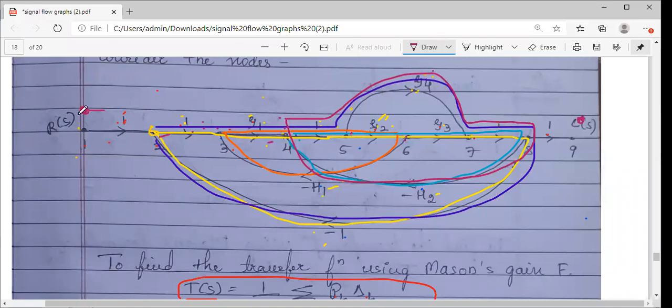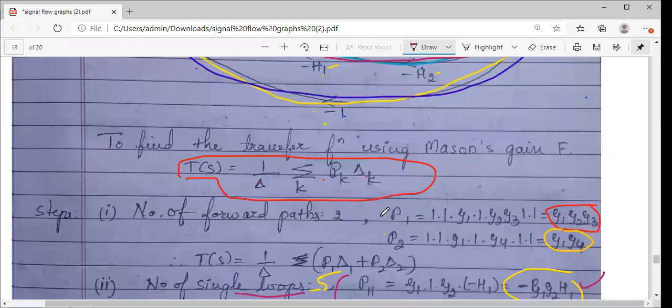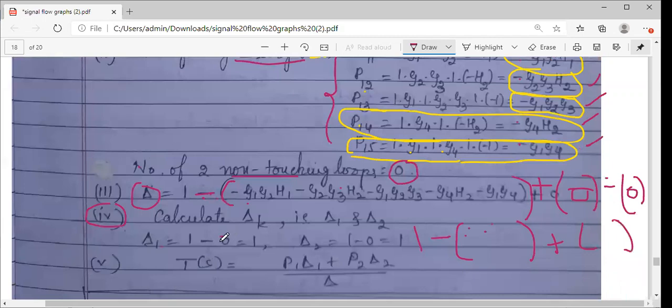ये पूरा जो forward path है, the darker pink color line you can see, you don't find a single loop which is not touching this forward path. आप देख सकते हो yellow line, orange line, purple line, all these, one or the other node is touching with this forward path. तो कोई ना कोई branch या node touch हो रहा है, hence that value is 0 for the first forward path. Similarly, go for the second forward path.